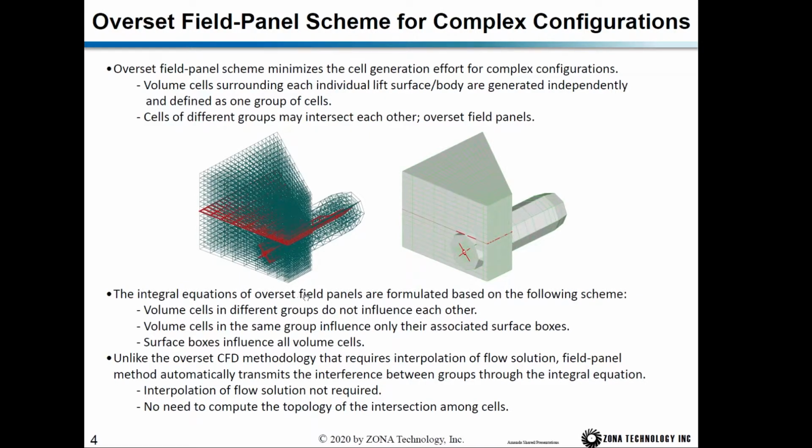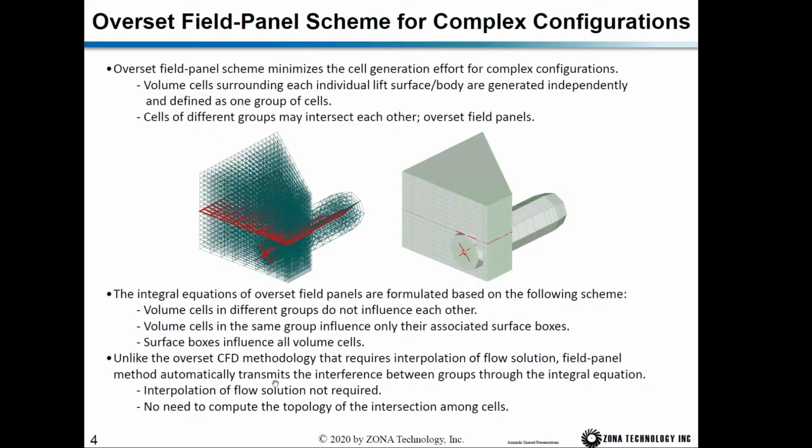The integral equations of the overset field panels are formulated based on the following scheme. Volume cells in different groups do not influence each other. Volume cells in the same group influence only their associated surface box, and surface boxes influence all volume cells. Unlike the overset CFD methodology that requires the interpolation of a flow solution among the overlapping region between different groups of CFD mesh, the field panel method automatically transmits the interference between groups through the integral equation. So interpolation of flow solution is not required, and there is no need to compute the topology of the intersection among cells.